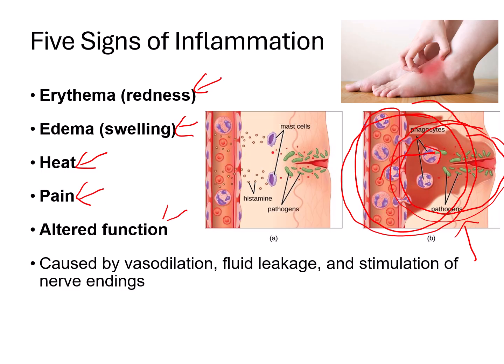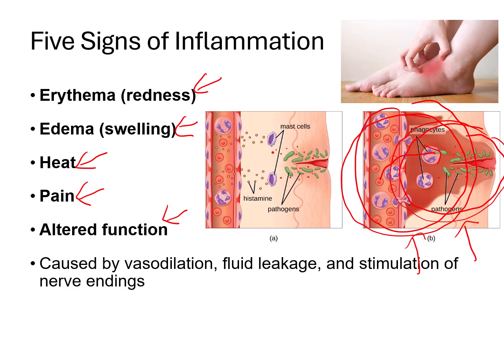And then altered function. Altered function is usually caused by a combination of that pain and swelling, which can interfere with normal movement or activity. For example, pain will inhibit movement in that area to protect the injured area. The swelling usually also physically restricts the movement. And there's usually tissue damage in that region, which can reduce the tissue's normal capabilities.